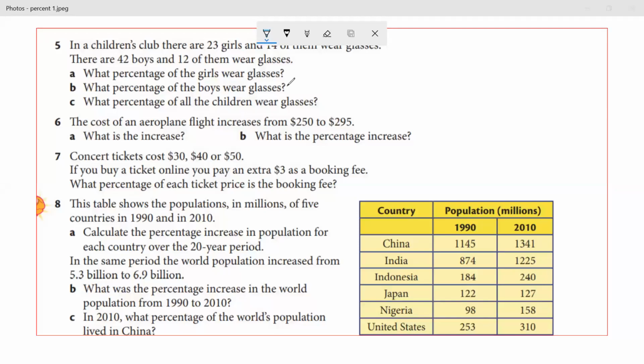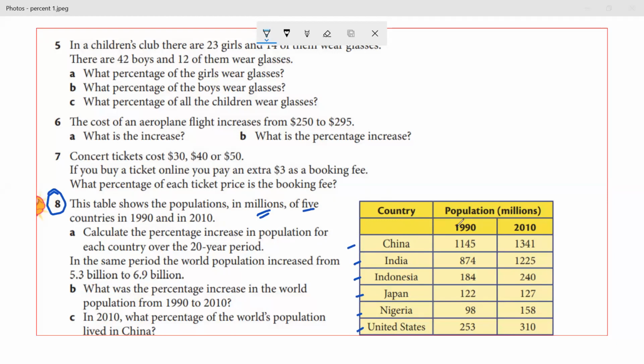Mr. Sarthak, question number 8. This table shows population in millions of 5 countries in 1990 and 2010. So we have these countries. Actually, these are 6 countries: 1, 2, 3, 4, 5, 6. Calculate the percentage increase in population for each country over the 20-year period.